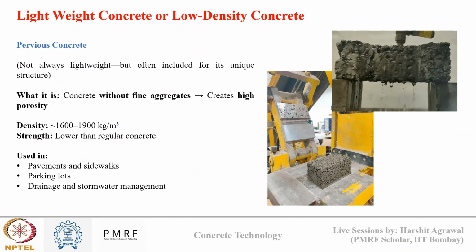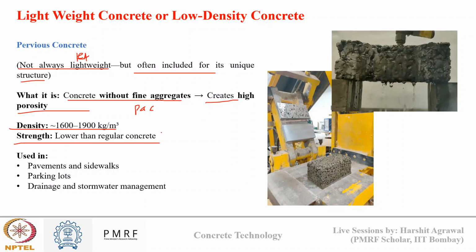And finally, the final category in lightweight concrete is pervious concrete. You can see this is not actually lightweight, but it is often included in lightweight because of its structure. There is no fine aggregate in the system. Without any fine aggregate, it creates high porosity in the system, because the packing density of the concrete is now poor. Their density is low compared to conventional concrete, so that's why we have categorized it in lightweight concrete, and their strength is also lower compared to regular concrete.